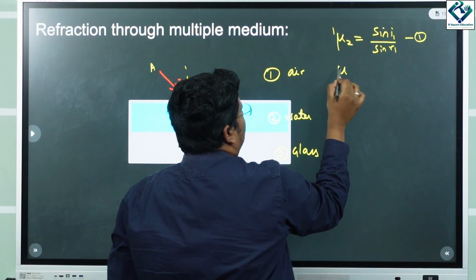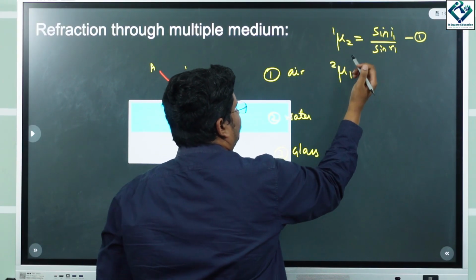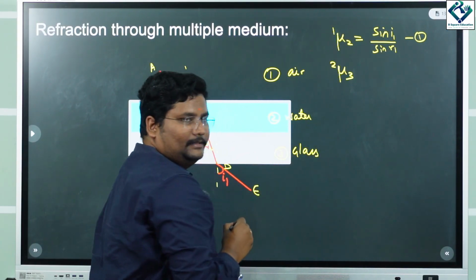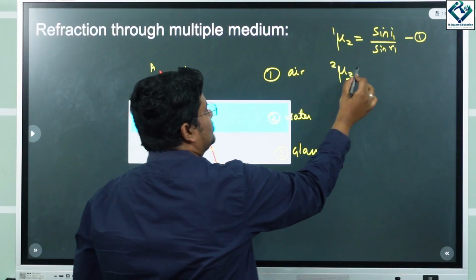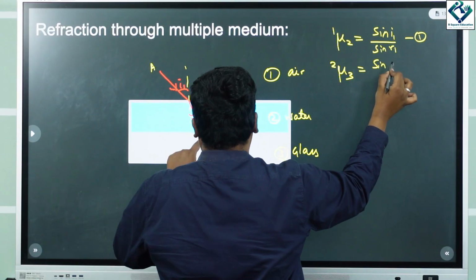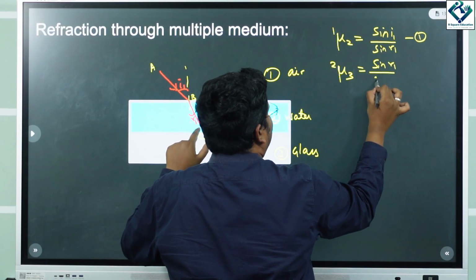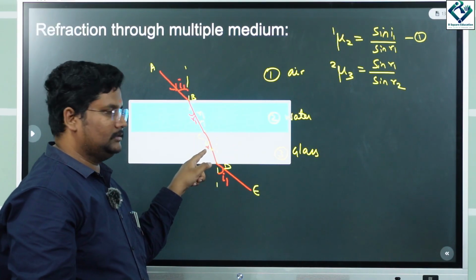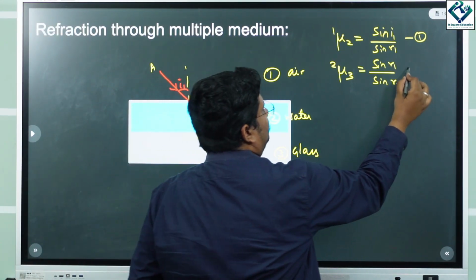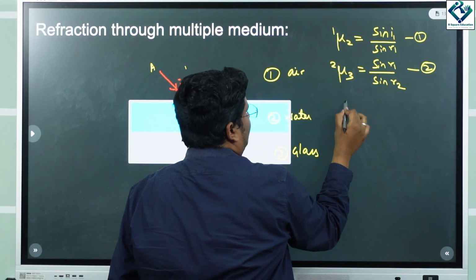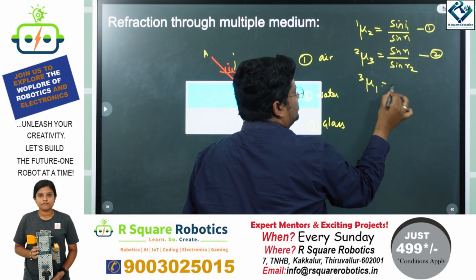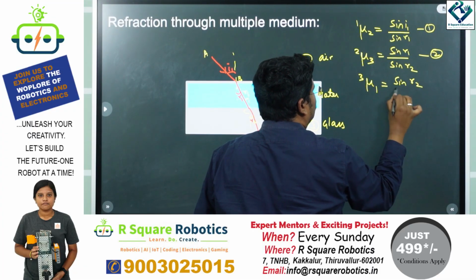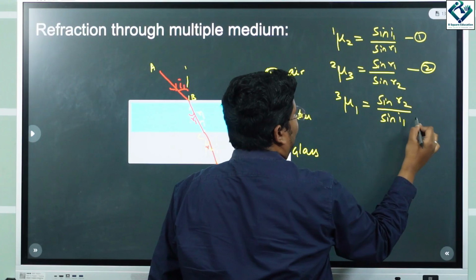Next, from 2 to 3 it is going? Right? So in this case what you'll have? Sin R1 divided by sin R2. Right? Okay, and then the third one is coming to 1, so it is going to be sin R2 divided by sin I1.